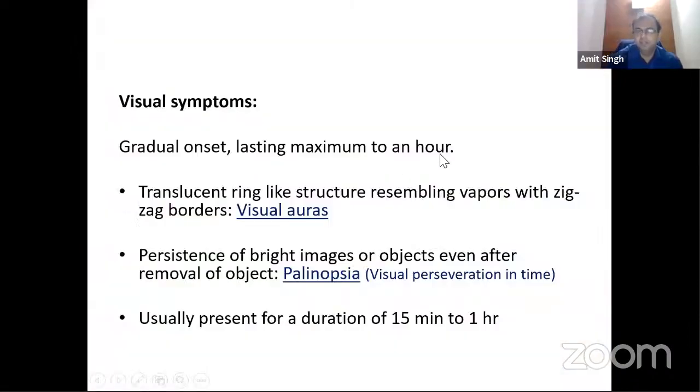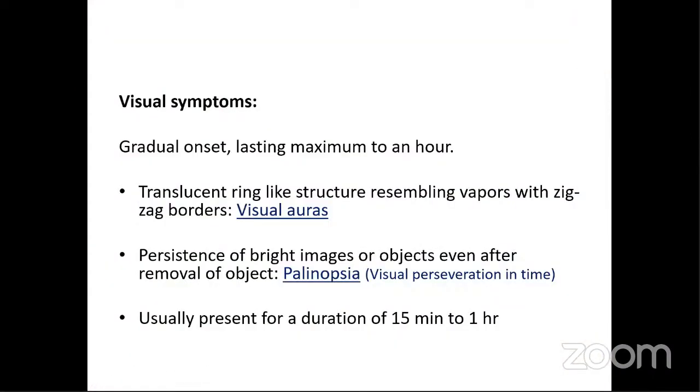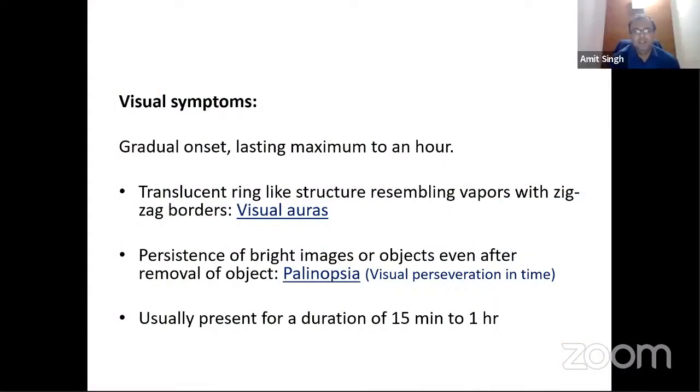So the patient in this video was telling about two important visual symptoms. One was a translucent ring-like structure resembling vapors with zigzag borders, suggestive of visual auras.